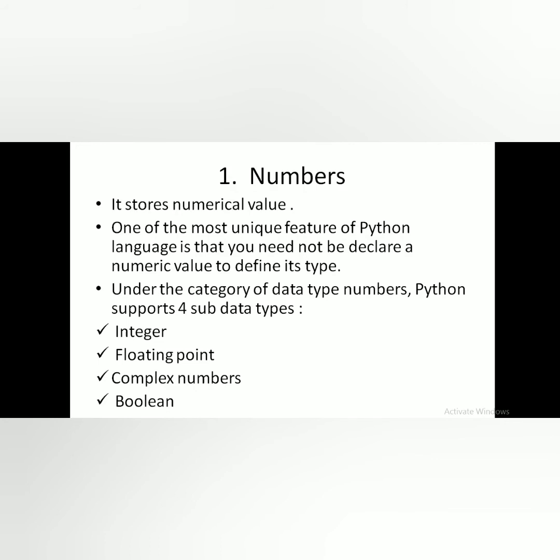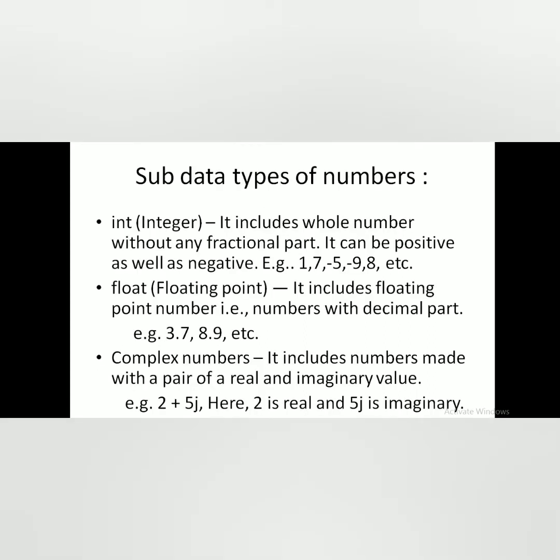Under this category of data type, numbers, Python supports 4 sub data types: first is integer, second is floating point, third is complex numbers and fourth is boolean. I will explain the subtypes also. First is integer. It includes whole numbers without any fractional part, but it can include positive as well as negative values also. For example, 1, 7, minus 5, minus 9, 8, 2, 4, etc.